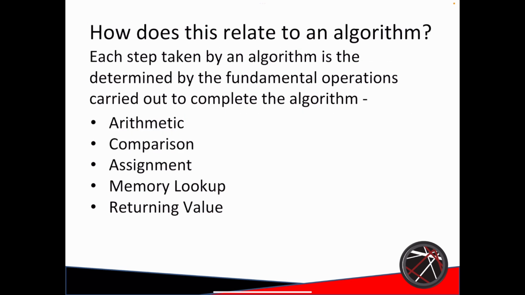Okay, so when we're looking at an algorithm, we want to consider the 5 fundamental operators, and these are the basic principles within any algorithm that will cause some sort of computational step to need to be required, and therefore will come at some form of cost. So you can see in here arithmetic, comparison, assignment, memory lookup, and returning value. So whenever any one of those things happens, we should then factor in the cost of doing so.